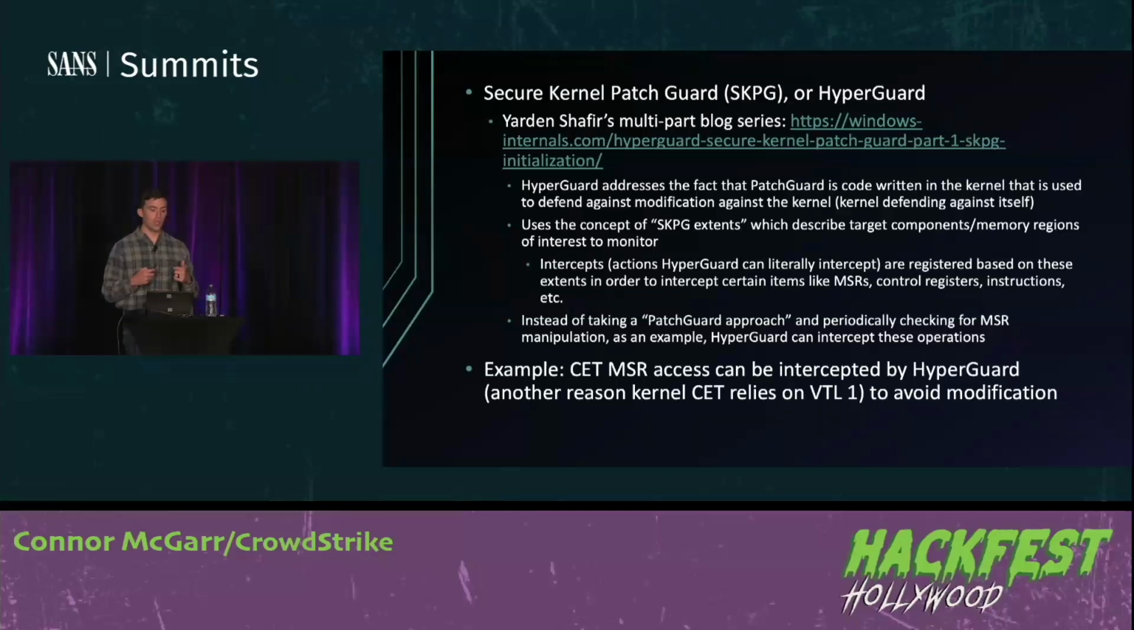So there's something known as Secure Kernel PatchGuard Extents. I know I just said I'll refer to it as HyperGuard, but I forgot all the acronyms are SKPG. And these extents define a region of memory that you care about. So MSRs, control registers, instructions, etc. And those are registered as intercepts. So those intercepts can actually be used to literally intercept access to some of those items of interest. And so this brings us from periodically checking things with PatchGuard to being able to, on the fly, detect things by intercepting them with HyperGuard.